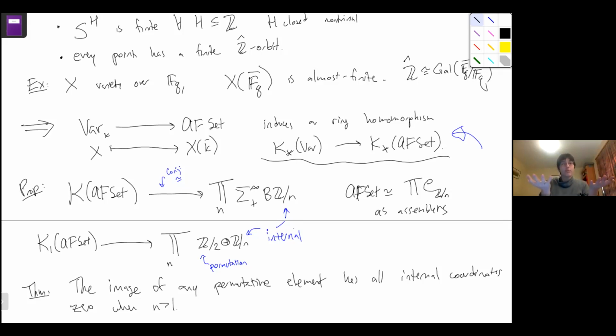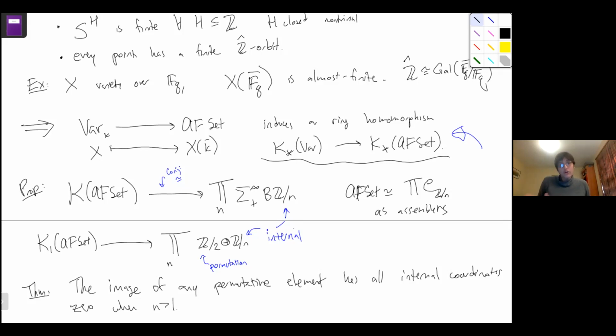Now, all that a permutative element does is it takes a bunch of orbits and swaps them around, and it doesn't rotate anything. And so it can't produce a non-zero internal coordinate. However, a different automorphism could rotate elements, and so it could produce a non-zero internal coordinate.